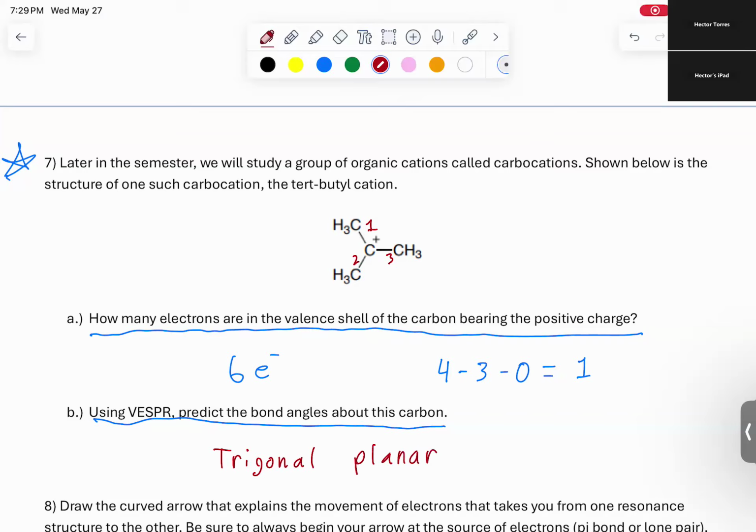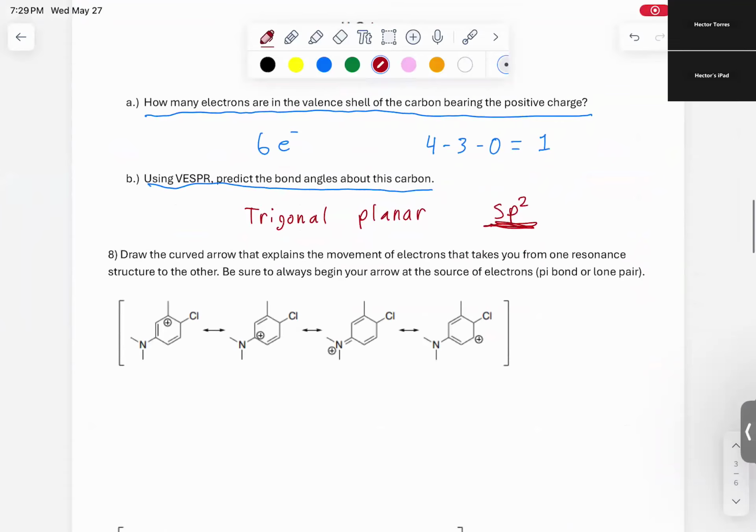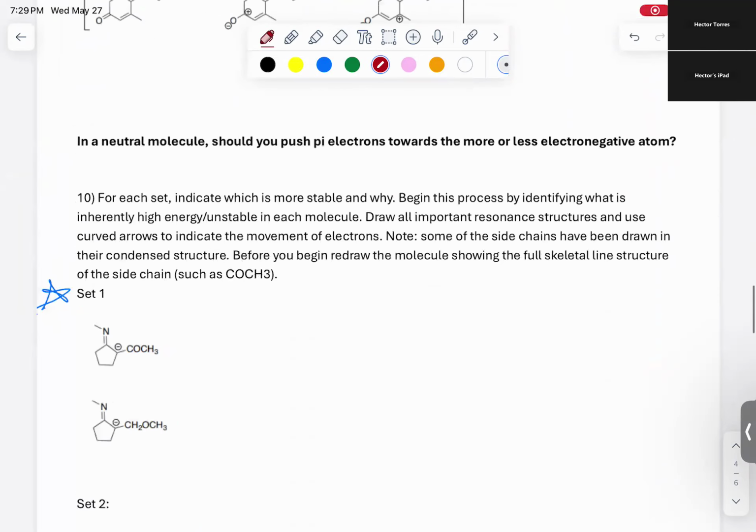Okay, and if we're thinking about hybridization, this one will be an sp2. Okay, good. Now the next question I wanted to go over is going to be this one.